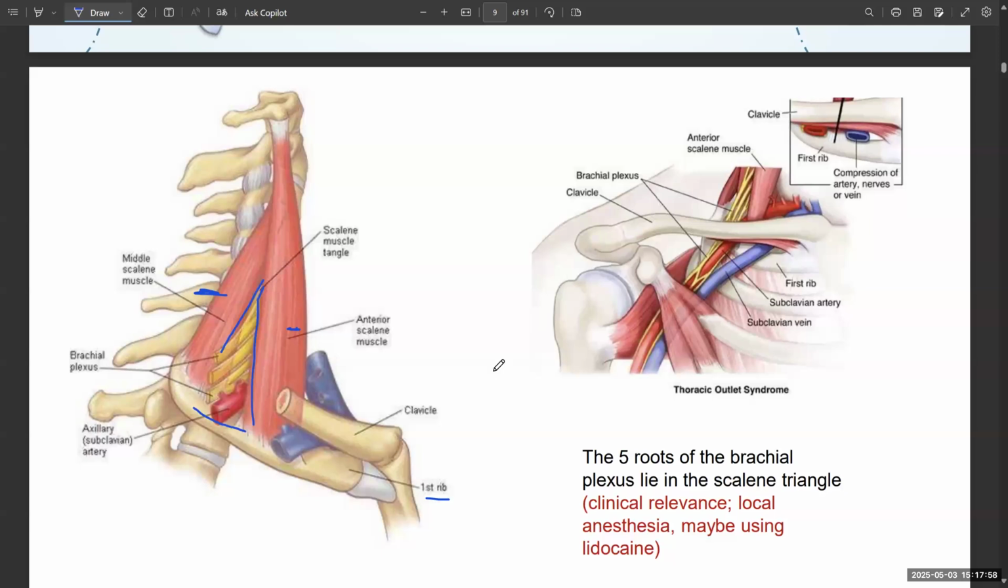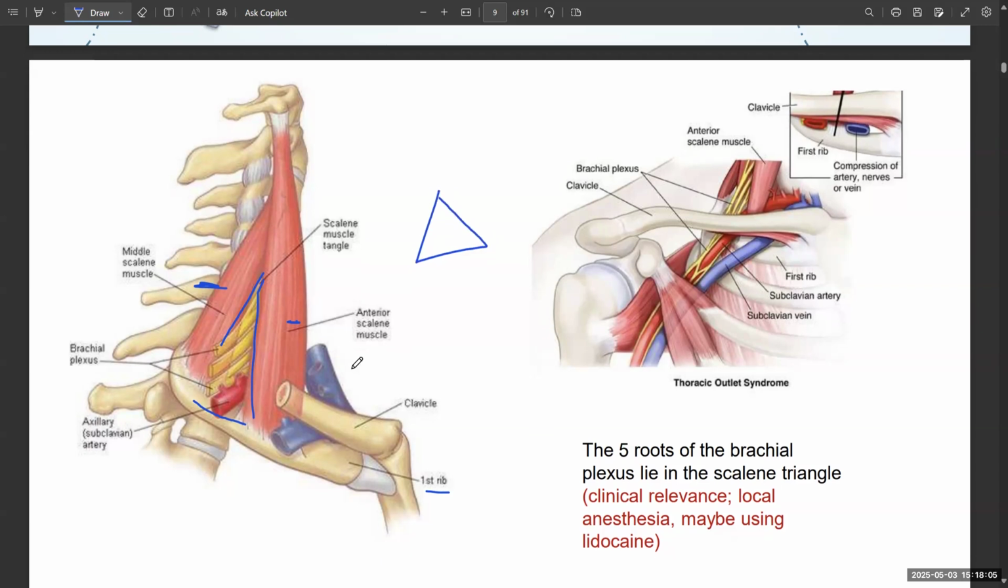Okay, it's called the scalene triangle because a scalene is basically a triangle with sides that are not equal. So none of these sides are equal. The anterior scalene muscle is anterior, the middle scalene muscle is posterior, and then inferiorly you have the first rib. In this triangle, you have the brachial plexus, and from here you have the subclavian artery also coming out.